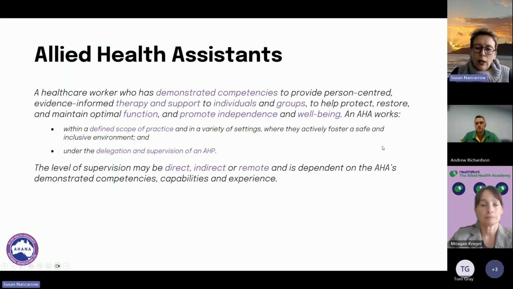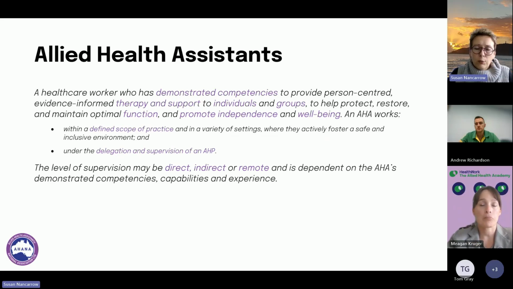This is the definition of an allied health assistant that we use in AHANA. Allied health assistants have demonstrated competencies. They can deliver therapy to individuals and groups. And I guess one of the really important things here, particularly in the aged care workforce, is that they're really involved in supporting, restoring or maintaining function of the clients that they work with and promoting independence and wellbeing. So we really try and differentiate the allied health assistant workforce from a personal care workforce. Unfortunately, we still find that the training doesn't necessarily support that.